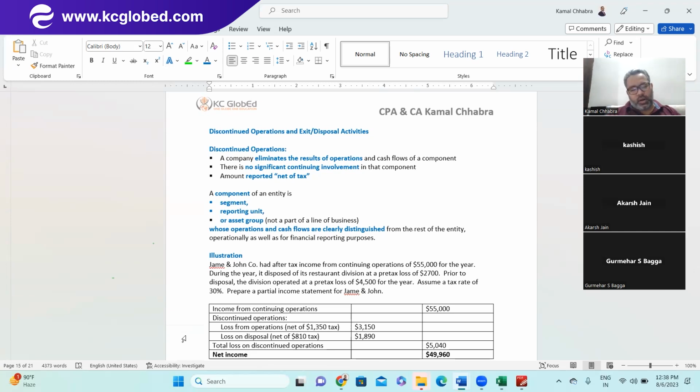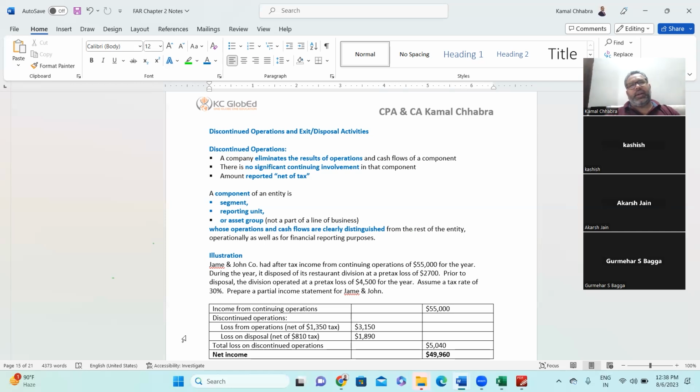Basically, discontinued operations are those which management has decided to close, a particular set of operations or a line of business, within the next 12 months. That is treated as discontinued. Or maybe they have already discontinued it, probably in the current year. It's not required to be in the next 12 months. It can be discontinued already or expected to be discontinued in the near future. So it can be the entire segment.